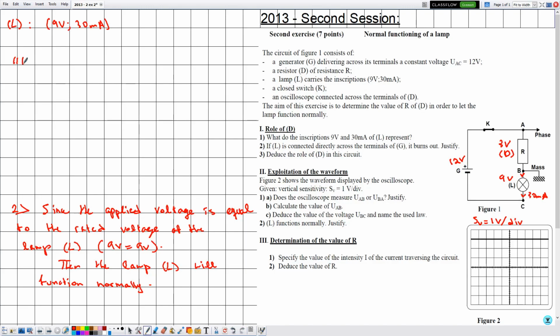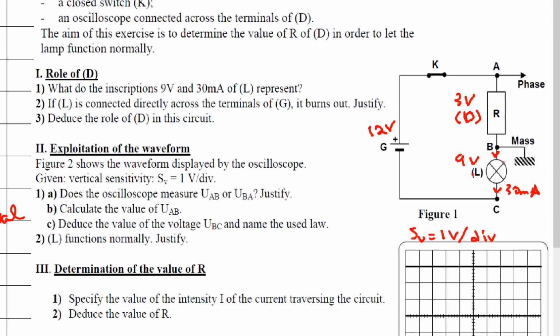Now, part 3 of this exercise, determination of the value of R. Number 1, specify the value of the intensity I of the current traversing the circuit. Now, notice that all of these electric components are in series. The battery is in series with the resistor because they have one terminal common, the point A, and the lamp and the resistor are in series because they have one terminal common, the point B. Therefore, the three electric components are in series. And because the lamp is functioning normally, the traversing current is 30 milliamps, then the value of the intensity I of the current is given by 30 milliamps.